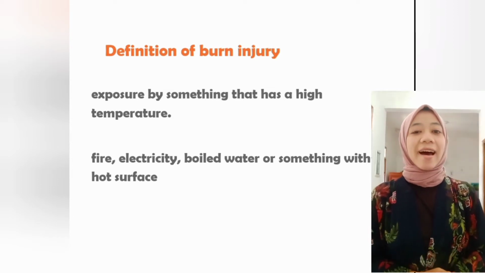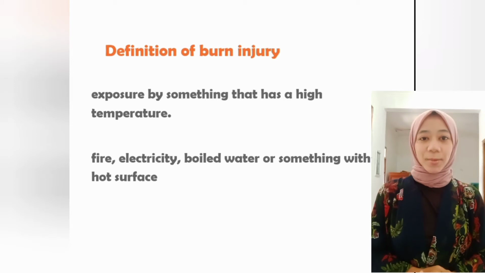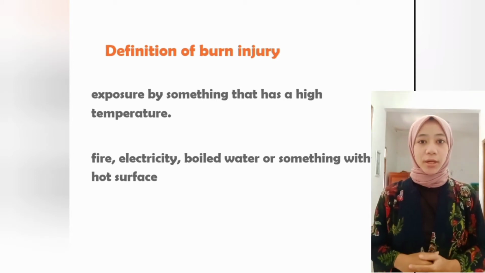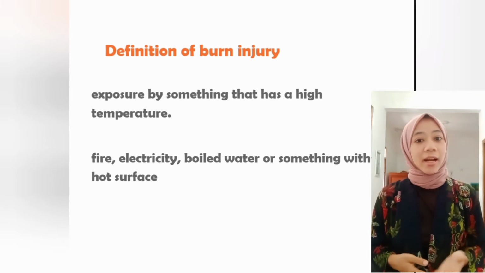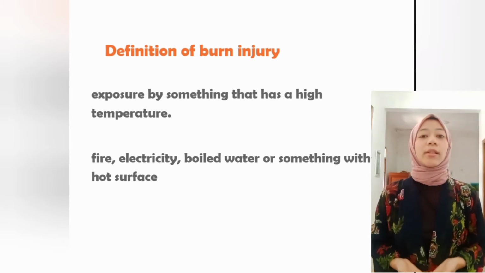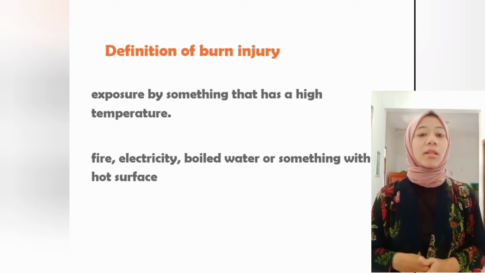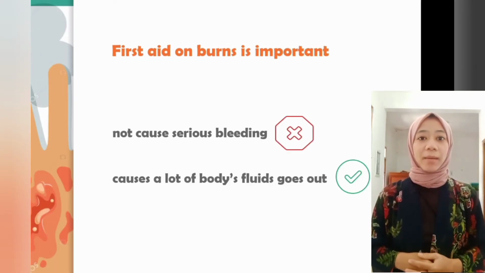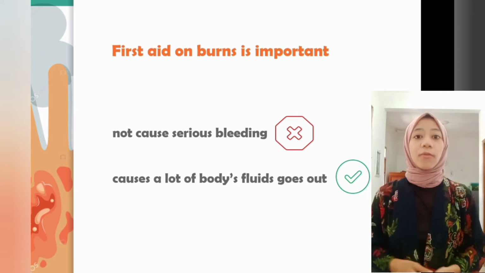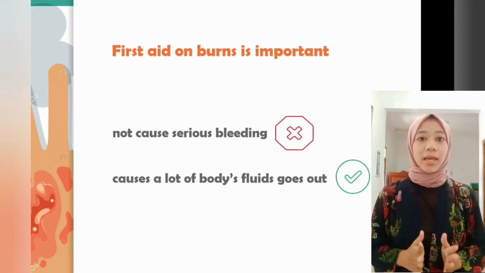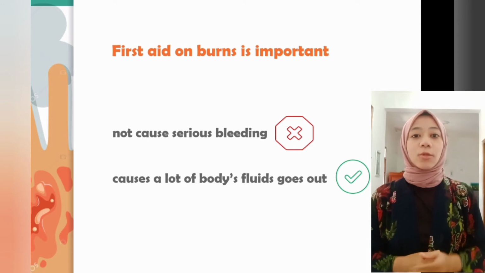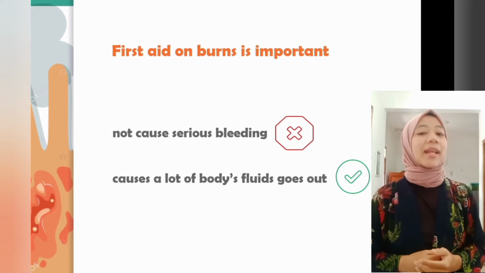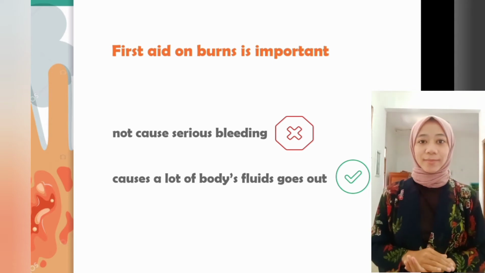Burn injuries are injuries caused by exposure of body parts to something that has a high temperature. It can be fire, electricity, boiled water, or something with a hot surface. Burns do not cause serious bleeding, but burns cause a lot of the body's fluid to go out. So, burn is one of the serious injuries. Therefore, burns have their own way of treating.